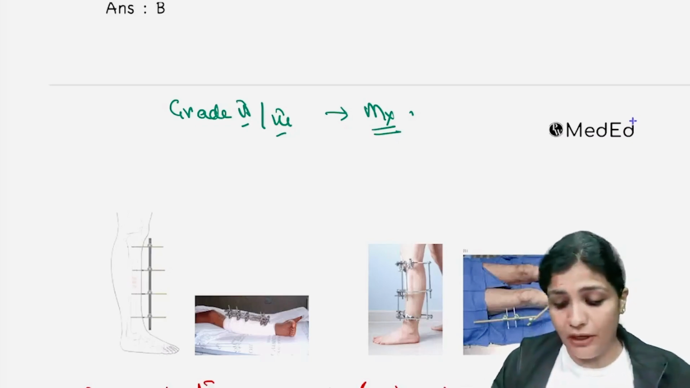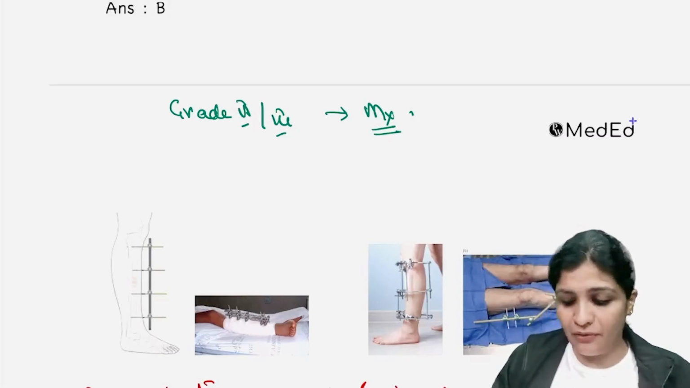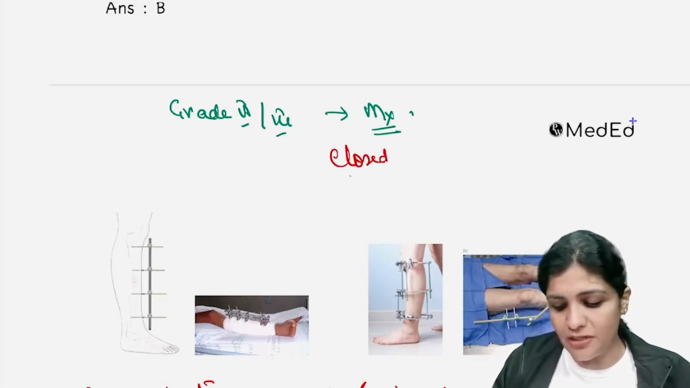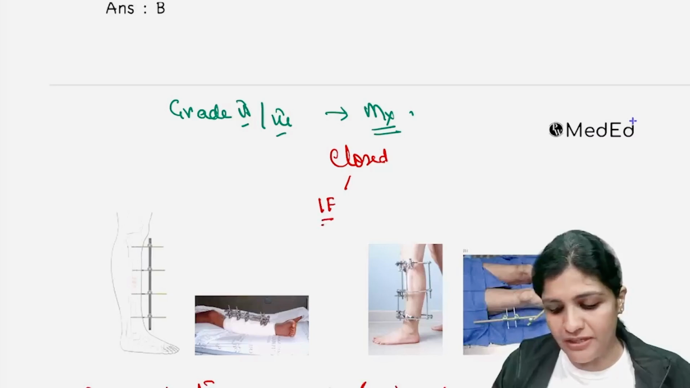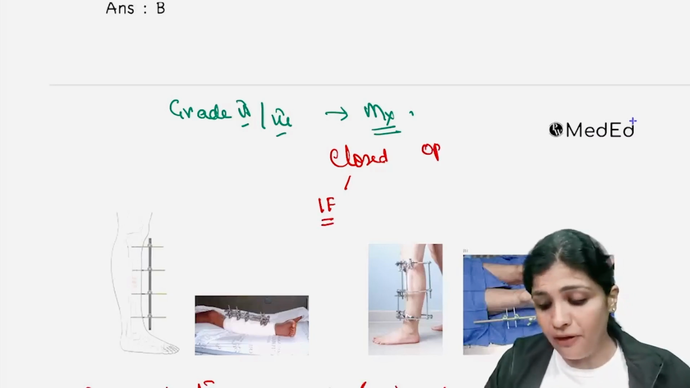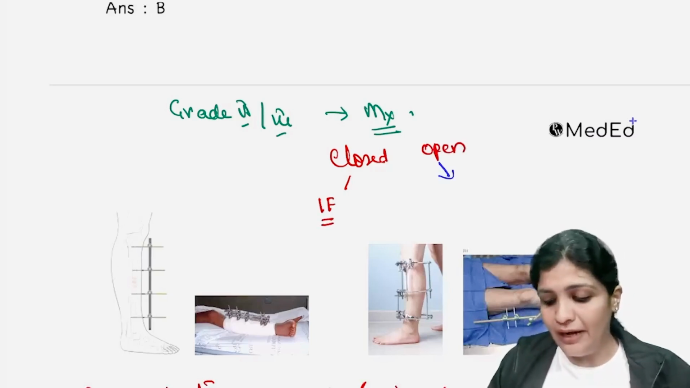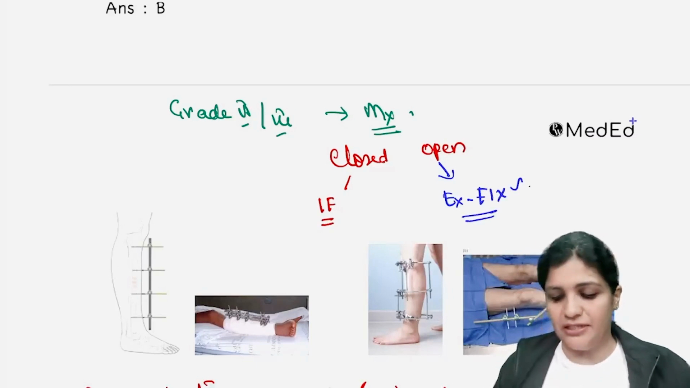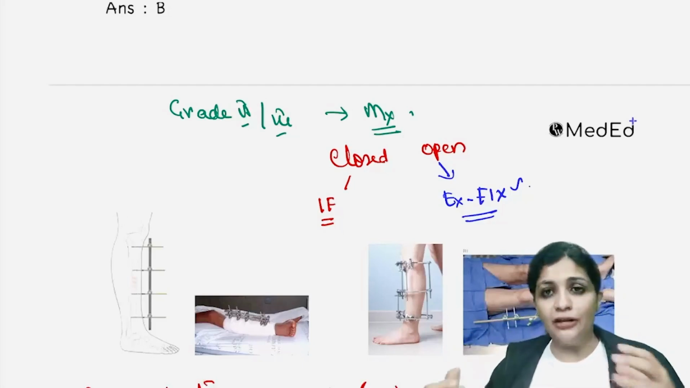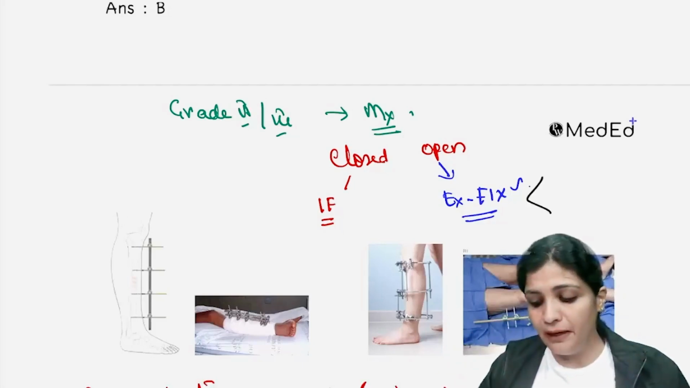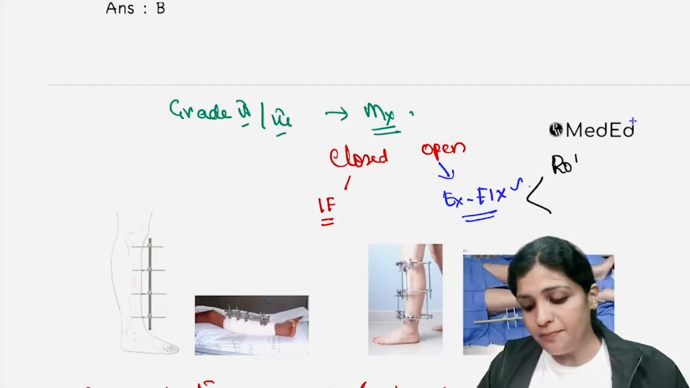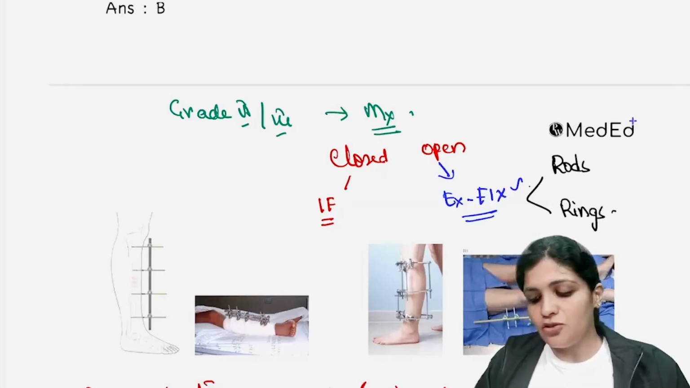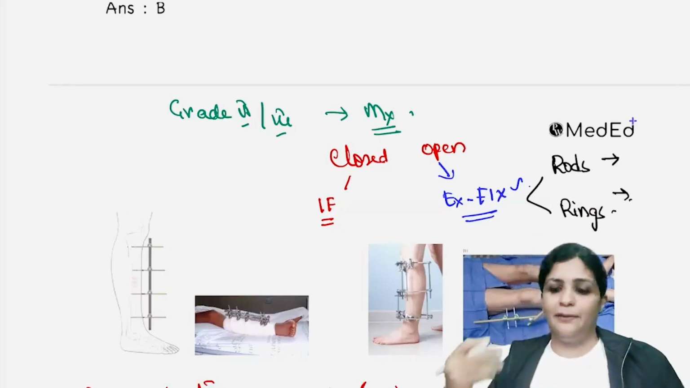In case of a normal closed fracture, you can directly go for an internal fixation. But when it is an open fracture, you have to go for an external fixation, which is called an X-fix. There are two types of X-fix which you have to remember. One type is rods. The second type is rings.